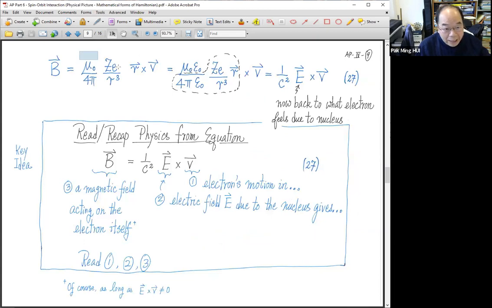So I copy the result here and then further develop it. The first thing we notice is the following. There is a combination that looks like the E field. Let us look at the E field.